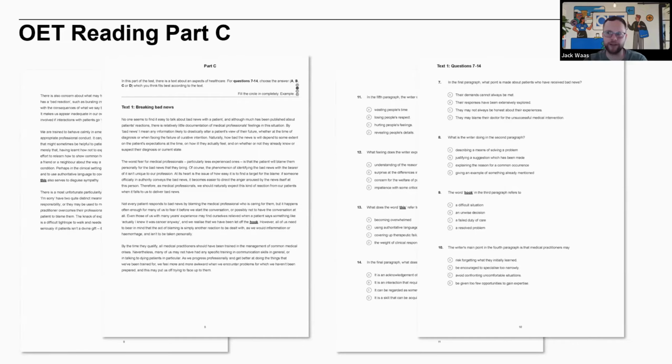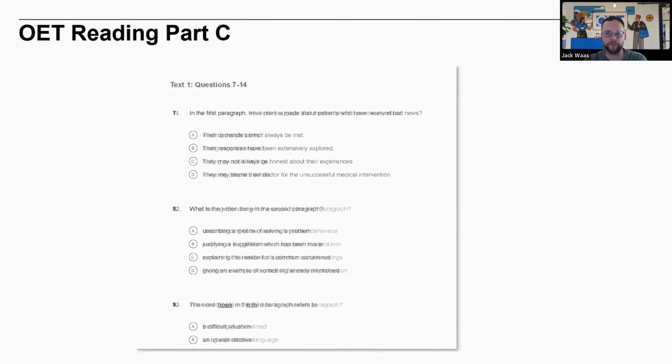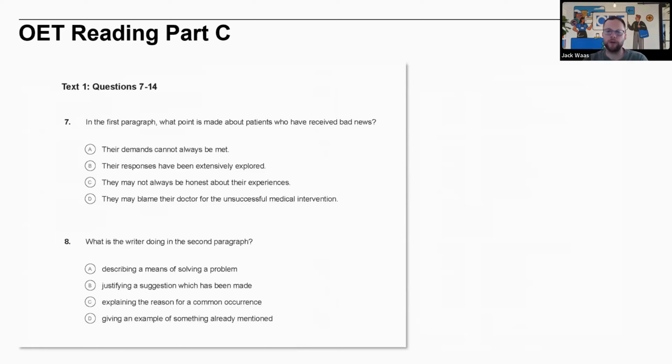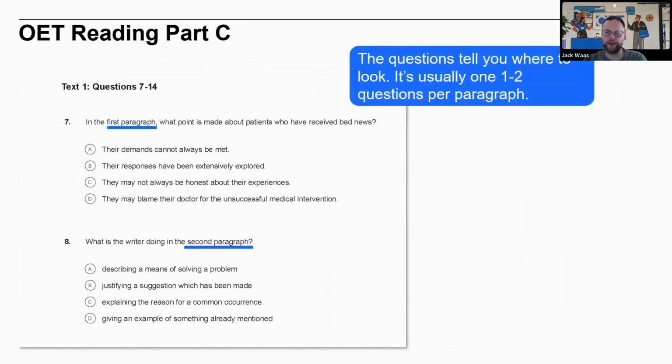Well, how do we get started here? By the way, notice that each question tells you where to find the answer, right? So it says first paragraph, second paragraph. This is true of most Part C questions. They tell you where to find the answer, and usually there is one question or two per paragraph. So you don't need to go backwards in the text. You're going to keep moving forward.